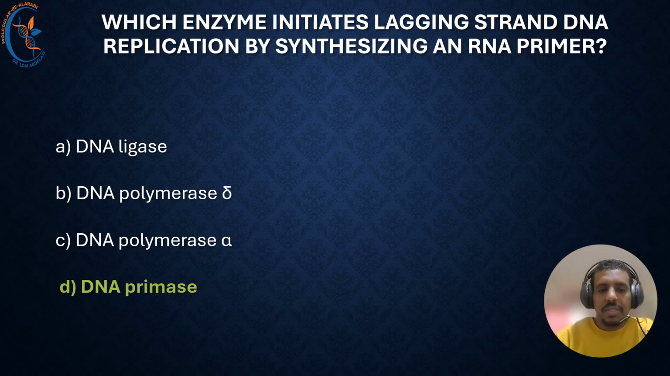The correct answer is DNA primase. DNA primase is the enzyme responsible for initiating lagging strand DNA replication by synthesizing a short RNA primer. This primer provides the starting point for DNA polymerase to begin synthesizing the new DNA strand. All right.